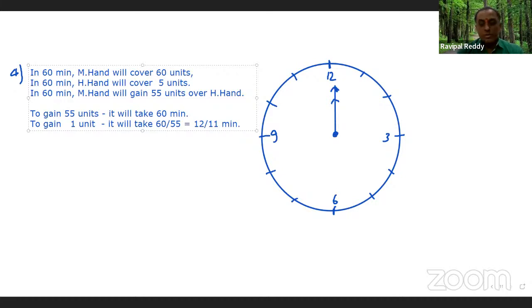So it is the next point, the fourth point. In 60 minutes the minutes hand will cover 60 units, the hours hand will cover 5 units. So the minutes hand will gain 60 minus 5 is 55 units over the hours hand. Same statement, reverse order: to gain 55 units, it will take 60 minutes. To gain 1 unit, it will take 60 by 55, which is equal to 12 by 11 minutes. Now tell me, is there any doubt? Okay, I think it is clear. Fourth point, there is no doubt.